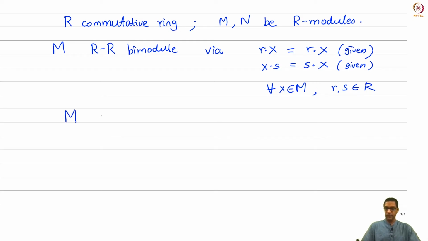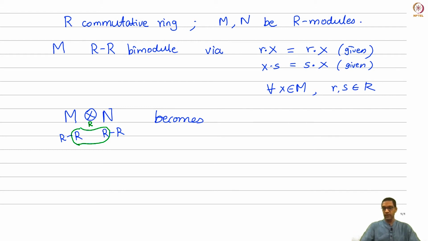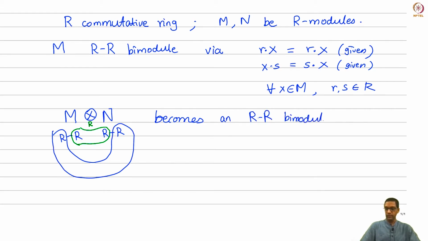tensor product, as we discussed last time, if M is an RR bimodule and N is an RR bimodule, this means that the tensor product becomes, again by the same token, this R, so this is tensor product over R. So this R and this R sort of are used up when we construct the tensor product, and what's left is really this. So it becomes an RR bimodule, and what's the structure or scalar multiplication here?